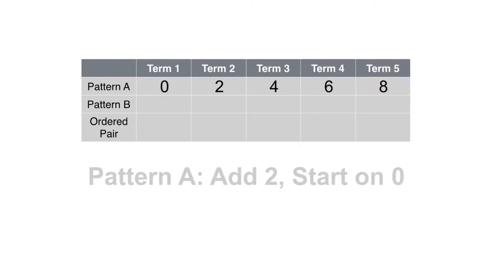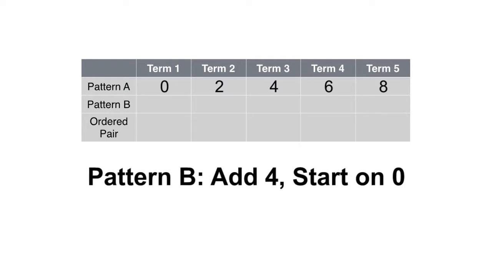Let's complete our second pattern, pattern B. The rule states to add 4 and start on 0. 0 will be recorded for term 1, pattern B, because the rule states to start at 0. The next number in the pattern will be 4 more. 0 plus 4 equals 4. 4 will be the next number recorded in pattern B. Adding 4 to the previous number is just like counting by 4s. So the next box in pattern B will be 8, then 12, and 16.